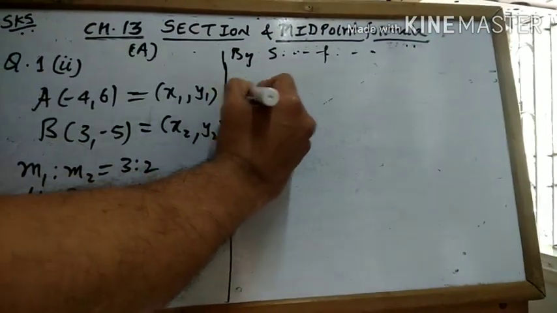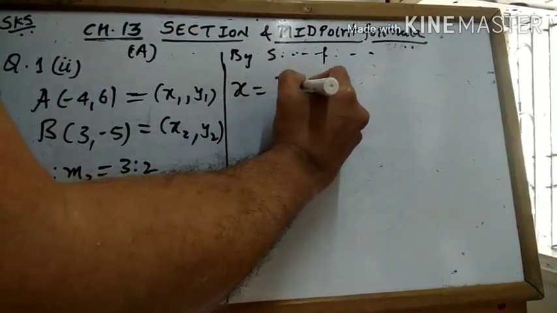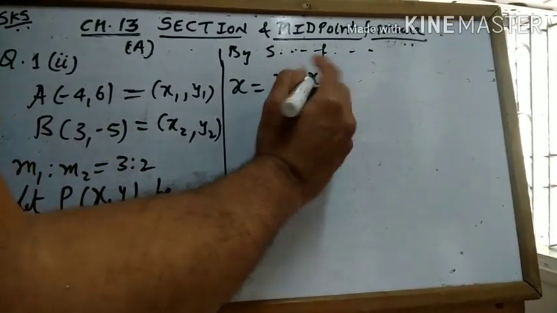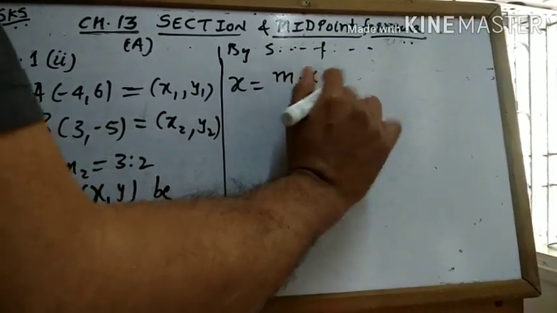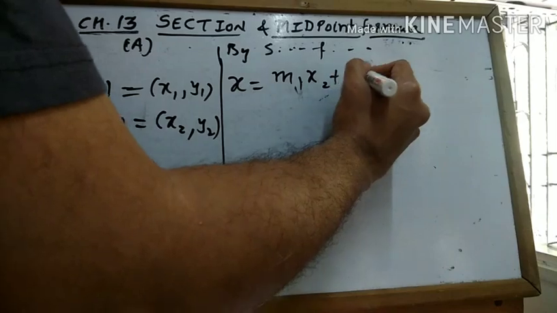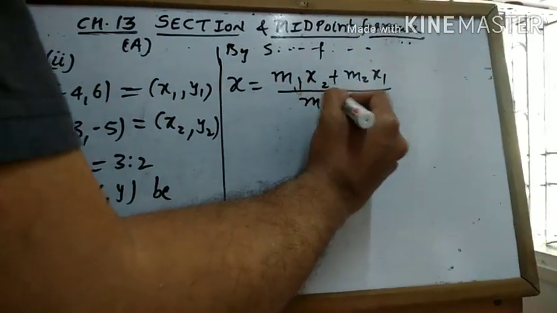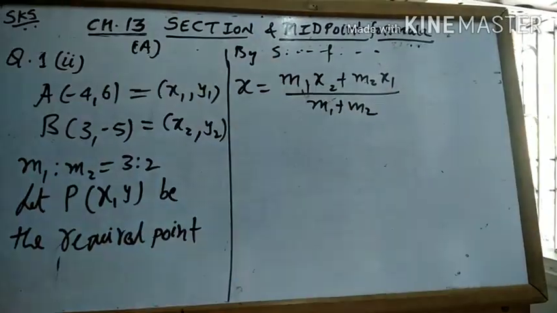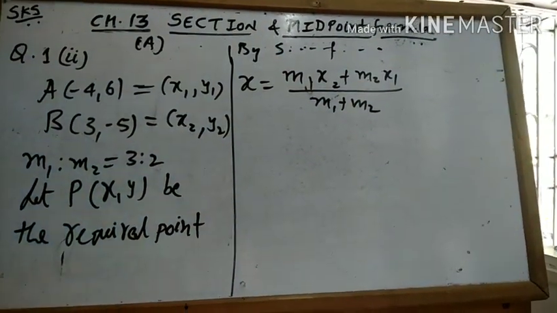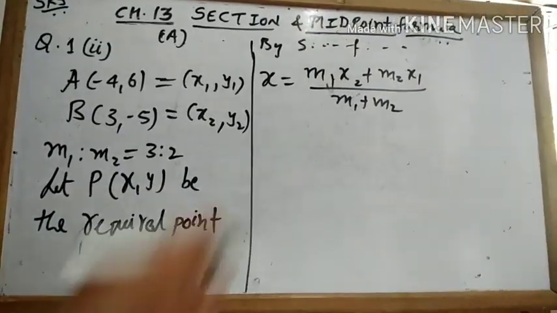What is the formula? We'll go the standard way: x = (m1 x2 + m2 x1) divided by (m1 + m2). The same thing is applicable for y. I'm just explaining the x coordinate, how to calculate it.